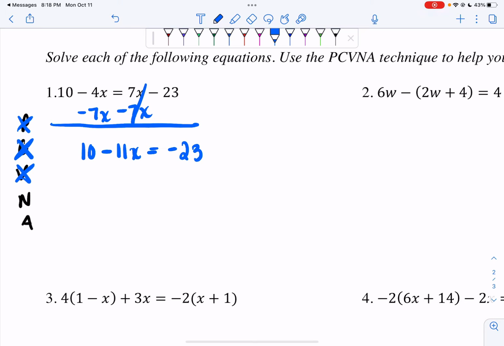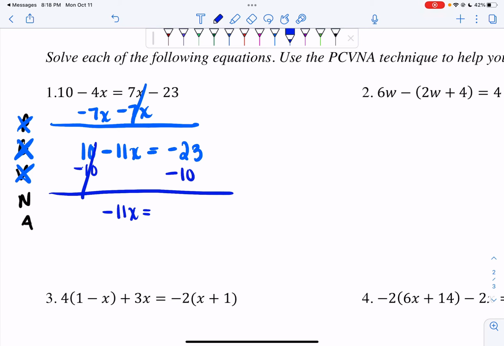So now my variables are on one side. Now I need to get all my numbers on the other, so I need to get this 10 to the right-hand side. If you look, it's positive, so I'm just going to subtract 10 from both sides of my equation. So I'm left with negative 11x equals negative 23 minus 10, which is negative 33.